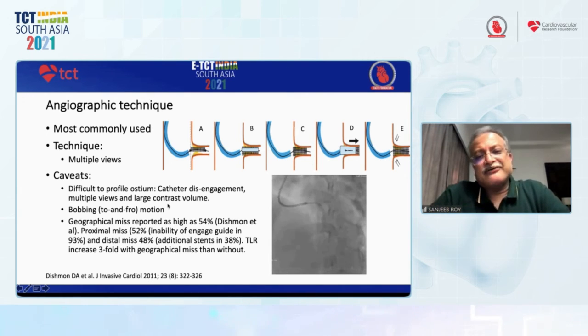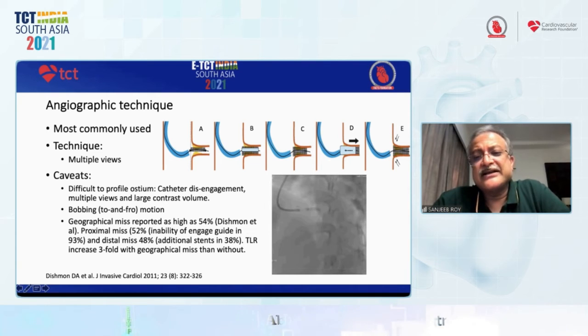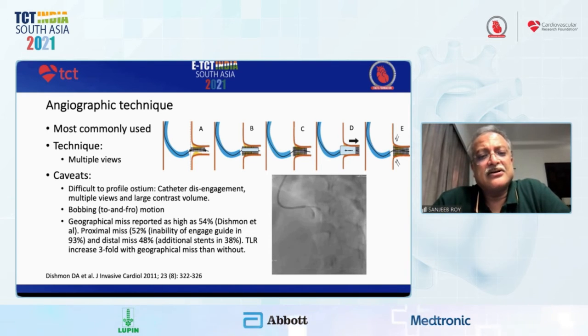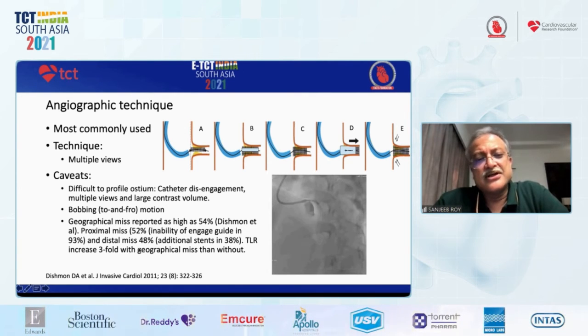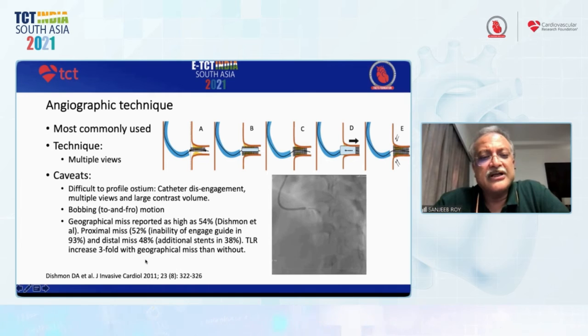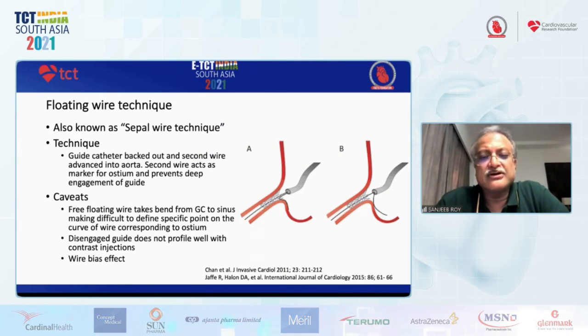However, angiographic deployment has some difficulties, because repeatedly you have to disengage the catheter, you have to have multiple views, and disengaging the catheter needs a large volume of contrast to profile. You have a bobbing motion, both cardiac and respiratory, so one must take care of that. Geographical miss has been reported in 54% of cases, proximally in 52% and distally in 48%. And TLR is threefold higher if you have a geographical miss.